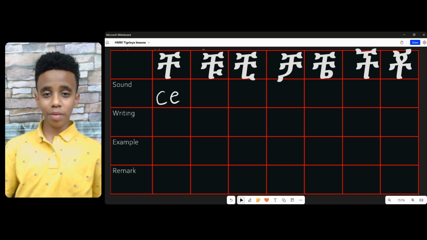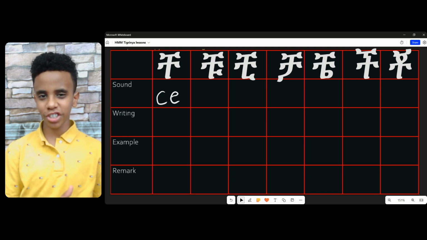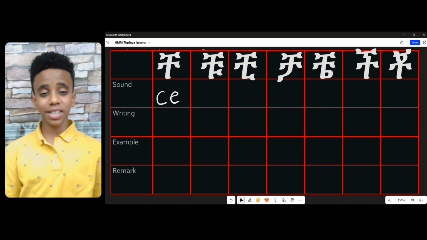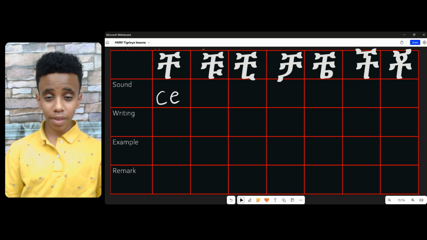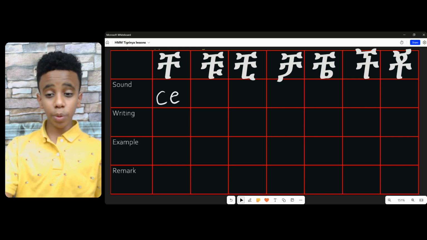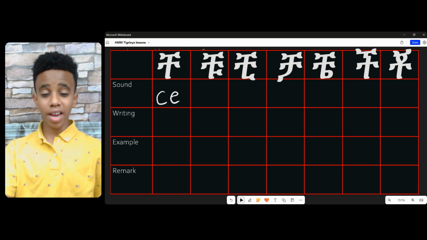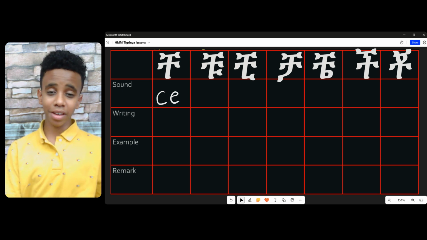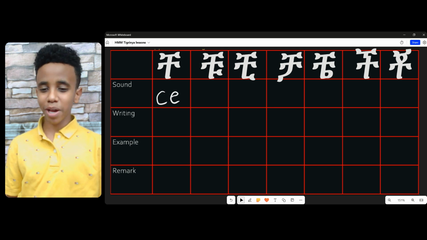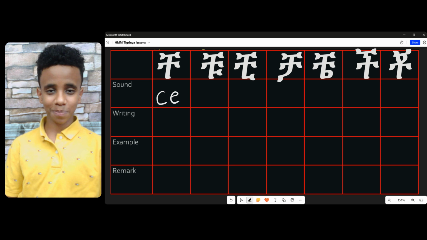So, some of you right now may be saying, how is C-E pronouncing Ch? Isn't that C-H-E that we're supposed to pronounce Ch? And you're right. But again, if you were to write C-E on your keyboard using a Tigrinya writing platform, then you will get the letter Ch. But if you were to write C-H-E, you would get Ch with H, okay? And you don't want that. What you want is Ch, okay? So that's why we wrote it as C-E over here.